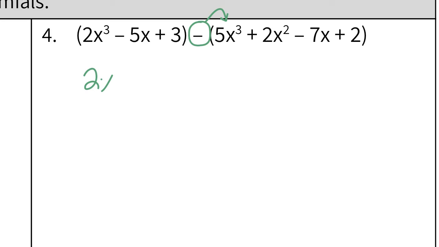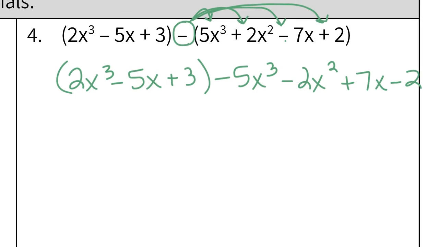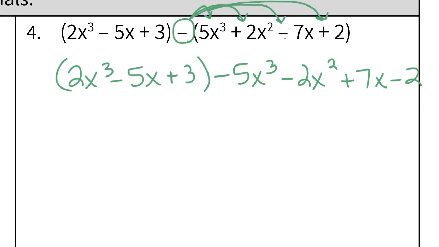So I'm going to rewrite this first one just so that it's there. Okay, so then now let's distribute. Negative times 5 is going to be negative 5x cubed. Then to the next one, so minus 2x squared. Now the next one, be careful, we have negative times another negative makes that positive 7x. And then the last one, minus 2. So now that I have that minus sign distributed to the second polynomial, I can go ahead and add these like normal.